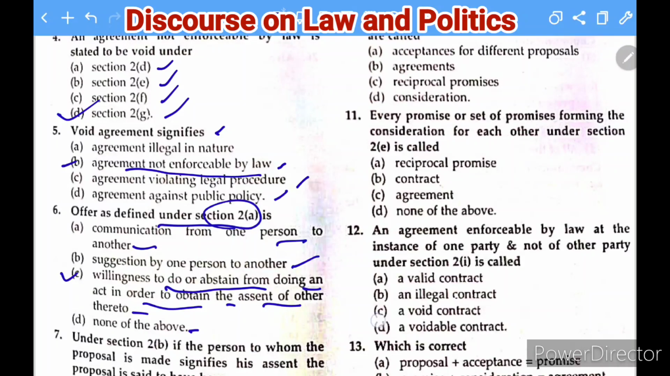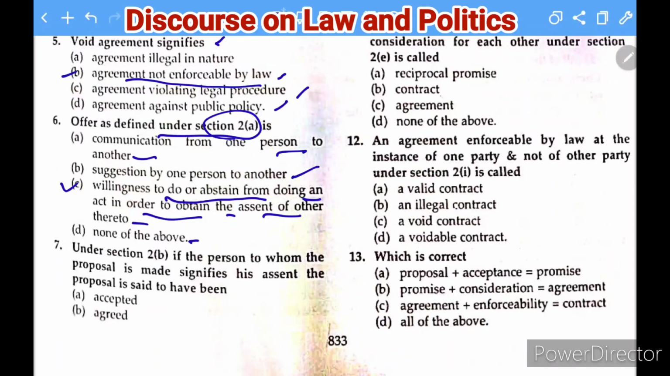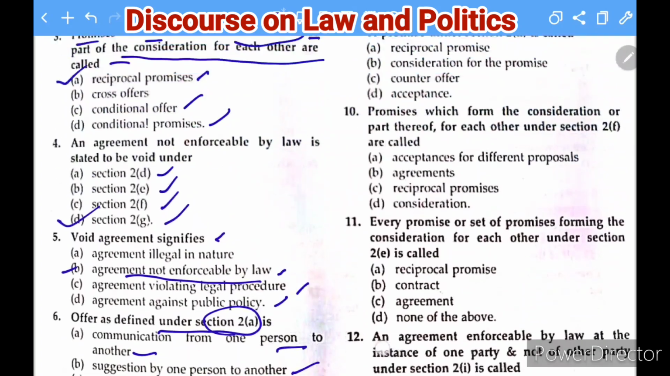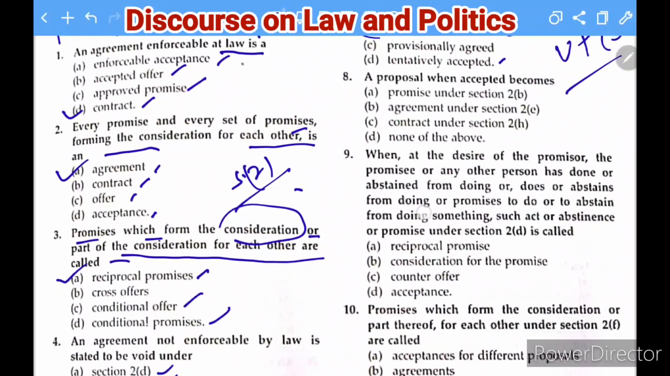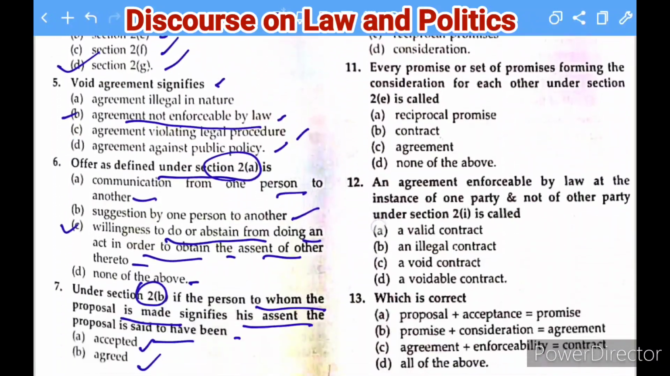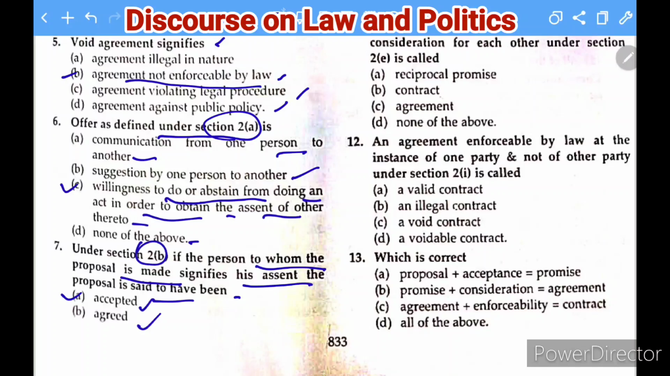Going to the next question: under section 2B of the Indian Contract Act, if the person to whom the proposal is made signifies his assent, the proposal is said to have been. So if the person to whom the proposal is made signifies his assent, the proposal is said to be accepted, agreed, provisionally agreed, or tentatively accepted. What is the answer? Just give your answer immediately. Yes, the right answer is accepted. Okay.